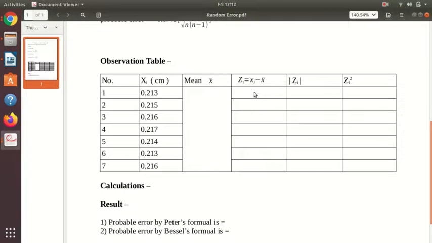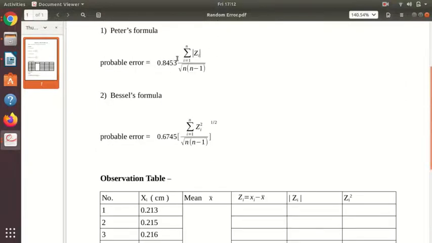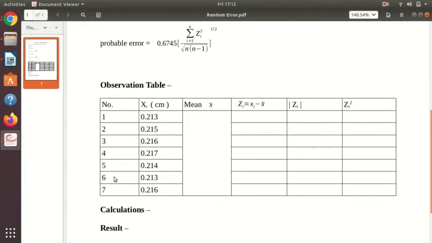Sometimes you will get a positive quantity, sometimes a negative quantity, so take the mod and then square it. Using this formula, you can find the probable error by Peter's formula and the probable error by Bessel's formula. Here n is the number of observations. In this case it is 7.